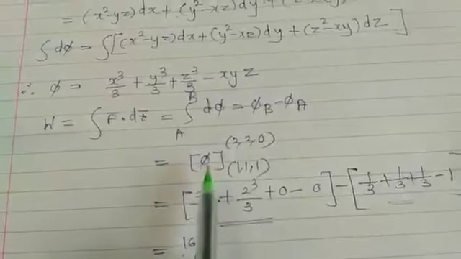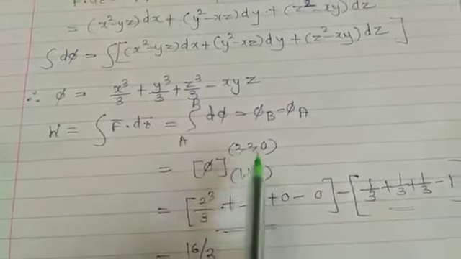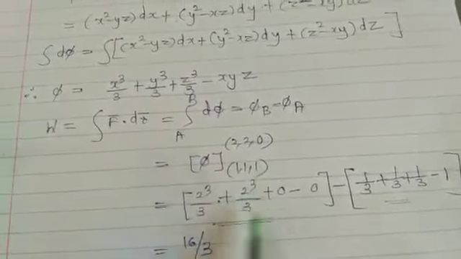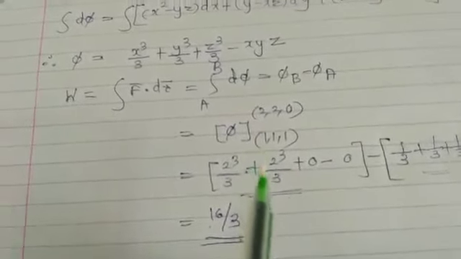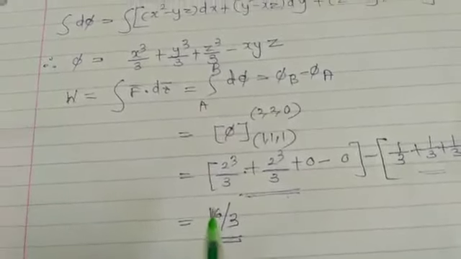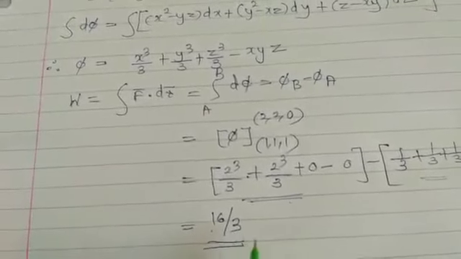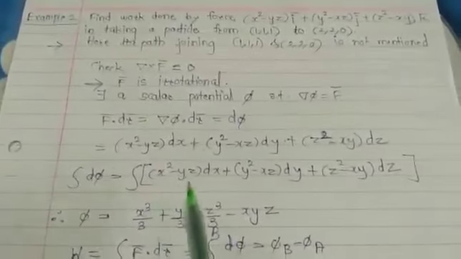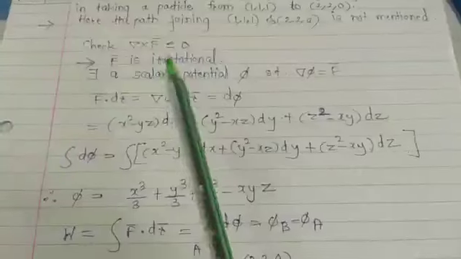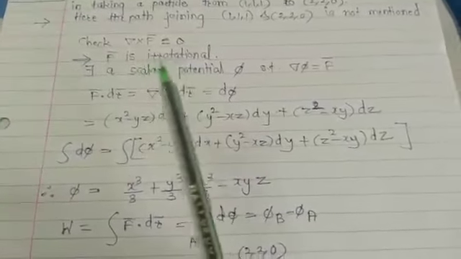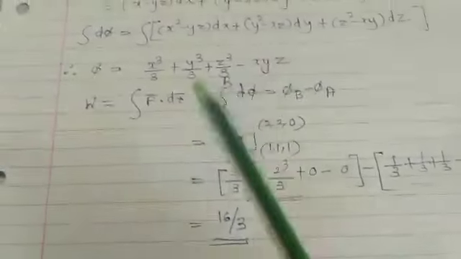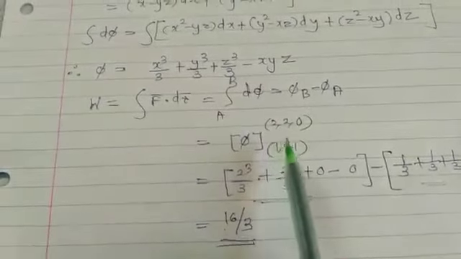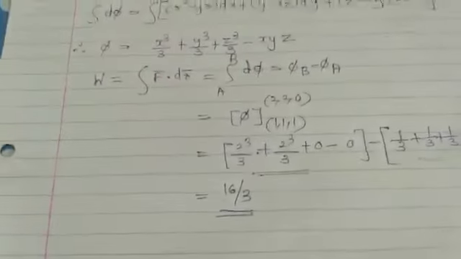Now this becomes phi at (1,1,1) to (2,2,0). Now if you put these 2 points respectively, end point and initial point, then we are getting work done is here 16 by 3. Okay, so this is how, if the path is not mentioned, we can check whether the field is irrotational or not, and if it is irrotational, this is how we can find work done by putting the points given. Okay, thank you.